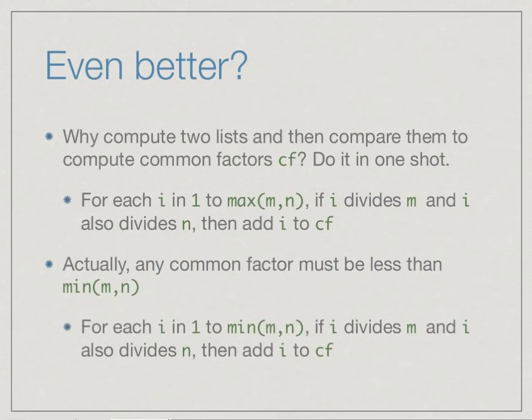In fact, notice that rather than going to the maximum of m and n, we should go to the minimum of m and n. Because once we cross the smaller number, we will not get a factor of the smaller number. Remember that the factors of m lie between 1 and m, and for n lie between 1 and n. So if m is smaller than n, for example, if we go to m plus 1, though it may be a factor of n, it certainly cannot be a factor of m. So our better strategy is, for each i in the range 1 to the minimum of m and n, if i divides both m and n, then we add i to the list of common factors.